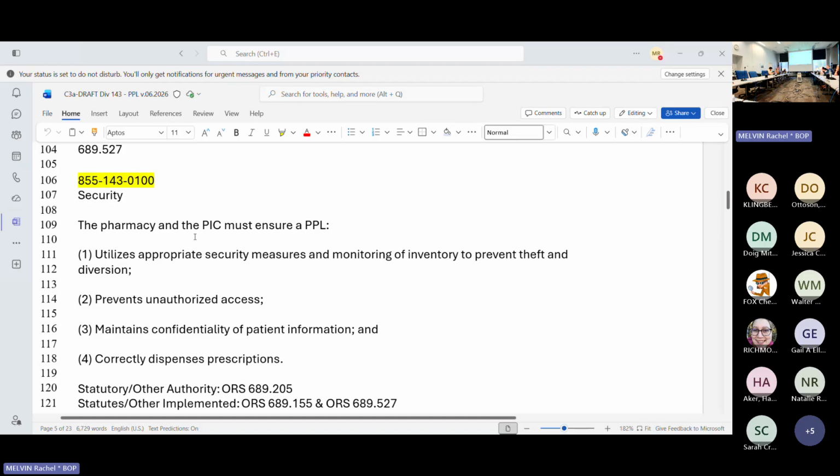I'm reviewing that comment now, and it looks like the confusion was around the term monitoring of inventory. Depending on what system you use, monitoring of inventory could mean a certain thing. So the suggestion was to use appropriate security measures to prevent theft and diversion instead of monitoring of inventory. I don't know if that's something we want to consider. I could see how monitoring of inventory might be confusing, so that might be something we want to contemplate.